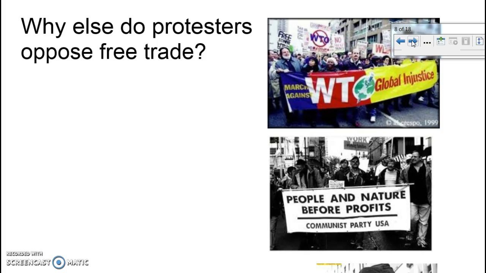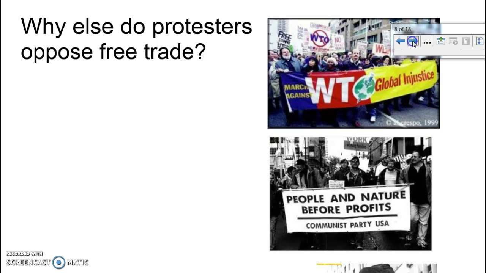So why else do protesters oppose free trade? Well, the people who oppose free trade typically are the domestic producers, and they oppose it because they're losing revenue and they're losing jobs. And protesters have a lot of reasons for being opposed to free trade. For example, lax environmental regulations in other countries, lower wages in other countries, and lost jobs are also part of it.